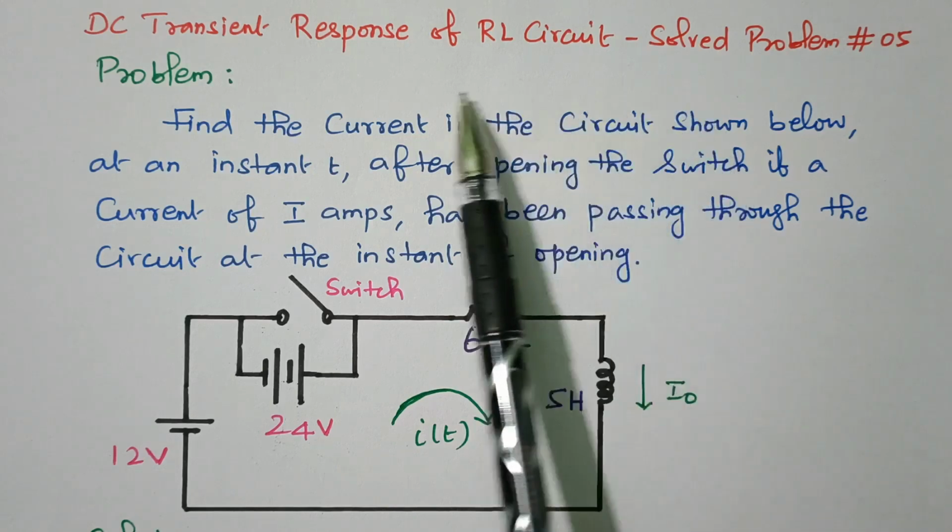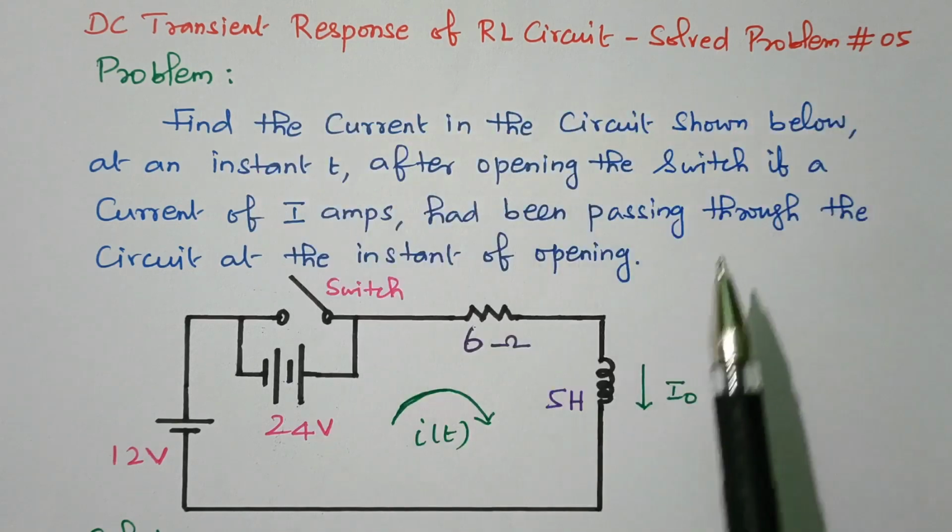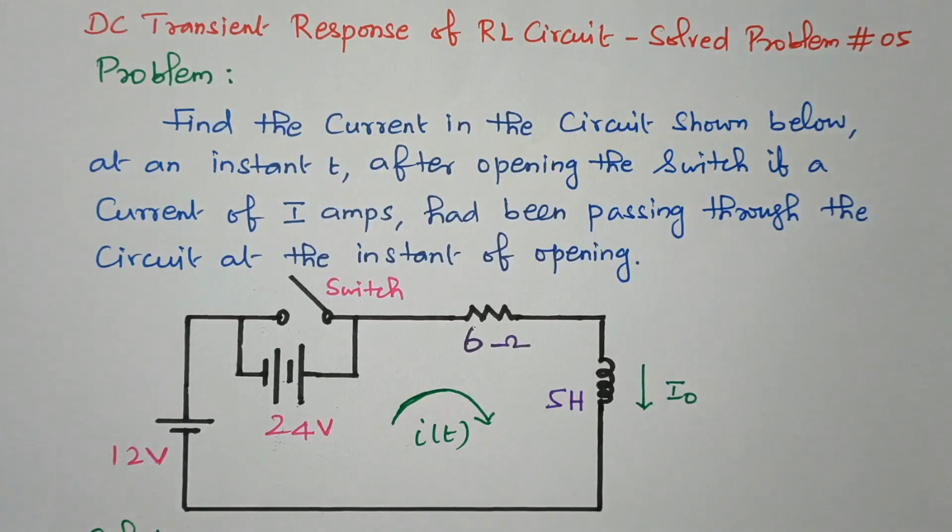Now we'll go to the topic. DC transient response of RL circuit, problem number 5. So this is the given circuit. Here the switch is available. Two voltage sources are available, 12 volt and 24 volt. Resistor and inductor are connected in series.